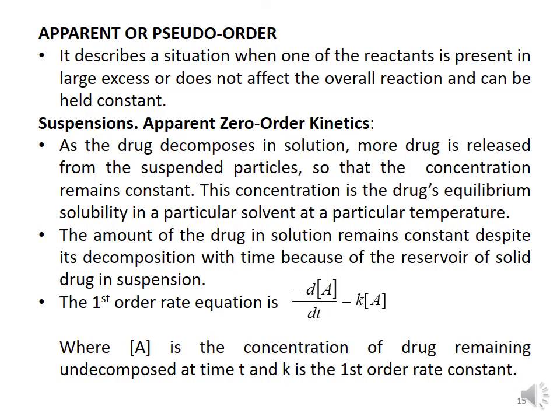Apparent or pseudo first order. Apparent, it looks like. It describes a situation when one of the reactants is present in large excess or does not affect the overall reaction and can be held constant. Suspensions are usually considered as apparent zero order reactions. Suspensions are an example of zero order kinetics in which the concentration in solution depends on the drug solubility.